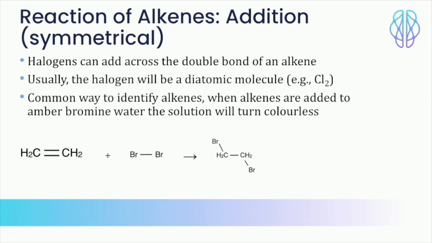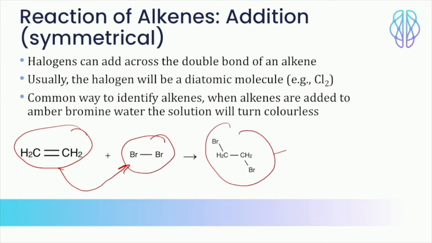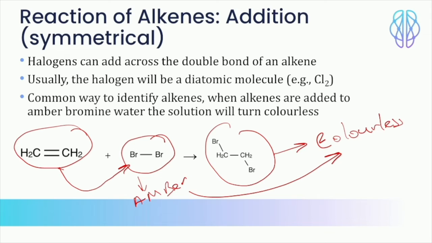Another key detail to remember is that this is a common way that alkenes are differentiated from alkanes. This bromine will give a nice amber color, especially in aqueous solution. And when you react it with the alkene, this product is colorless. So the reaction goes from amber to colorless, and thus this is a confirmatory test for the presence of the original product, which is an alkene.